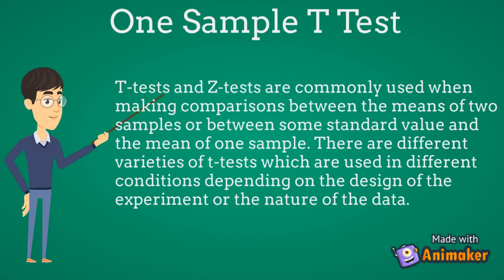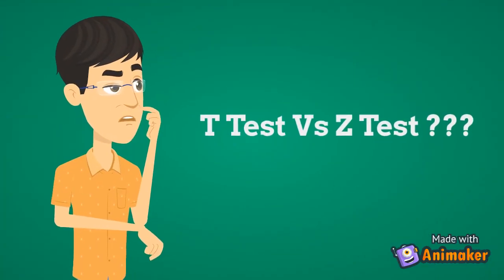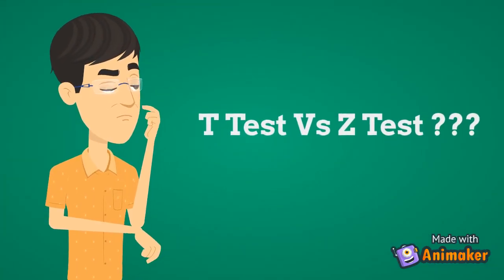There are different varieties of t-tests which are used in different conditions depending on the design of the experiment or the nature of the data. T-tests are similar to commonly encountered z-tests in many ways. Both z and t-tests have the same rationale but use different assumptions, which require careful selection depending on the requirements.